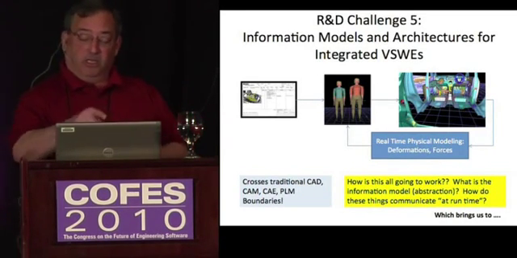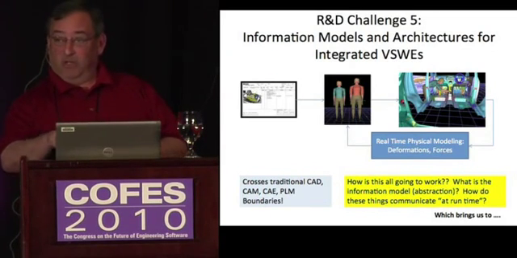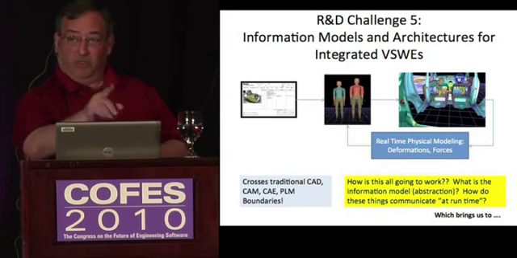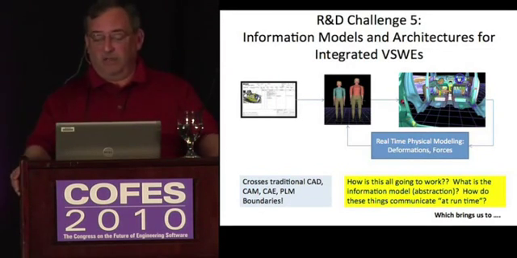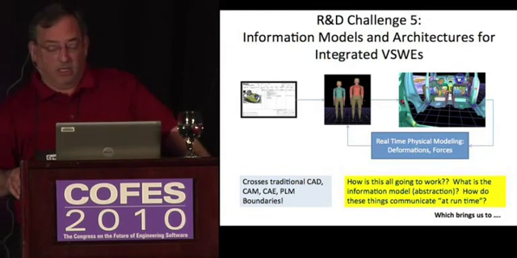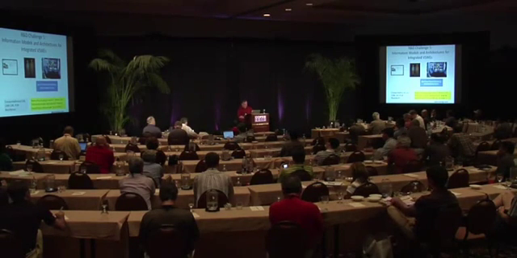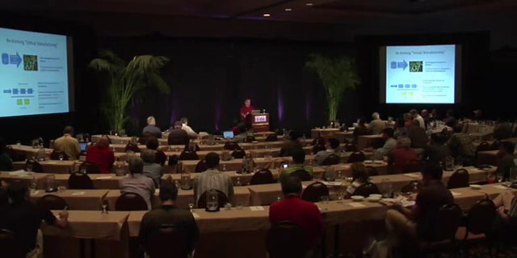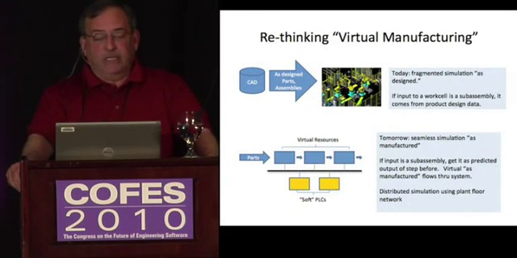I mean, I want to hook the output of one to the input of the other, and the output of that to the input of the next, and do this in real time. So how is that all going to work? And what kind of information model is going to allow those to communicate in real time? So this brings us to near the end of my talk about rethinking virtual manufacturing.